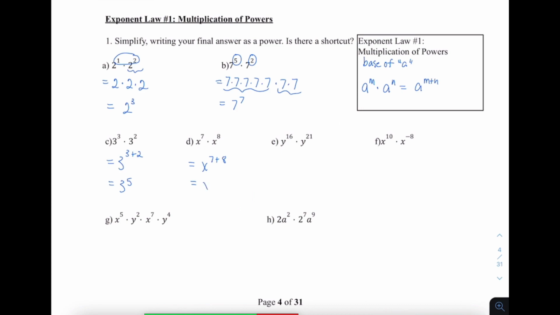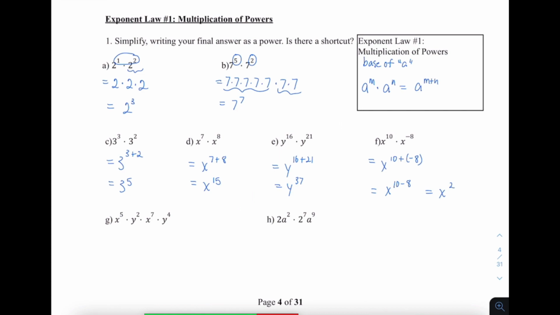x to the 7 plus 8 is x to the 15. y to the 16 plus 21 is y to the 37. And this even works when one of the values is negative. So I'm adding negative 8, and if I'm adding negative 8, I'm actually subtracting 8. So I can write it as 10 minus 8, and this is 10 to the power of 2.